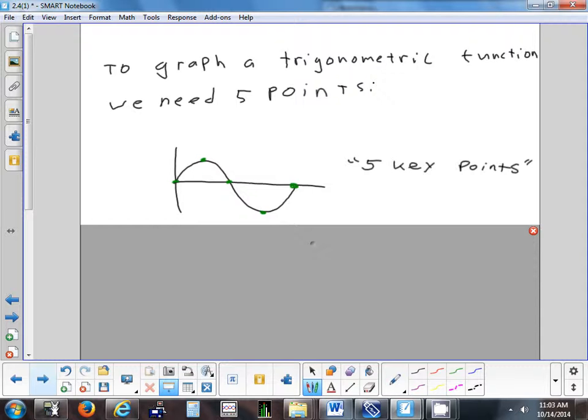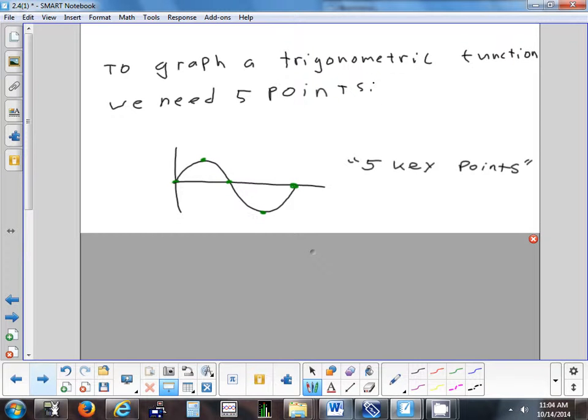Okay, if you do fewer than 5 points, you can't really get a good sketch of the curve. You could do more than 5 points if you want more detail, but you don't really need it for this. These are what I'm going to call the 5 key points, or the 5 important points. And notice here I'm just sketching one period. That's all that you're going to sketch, just one period.